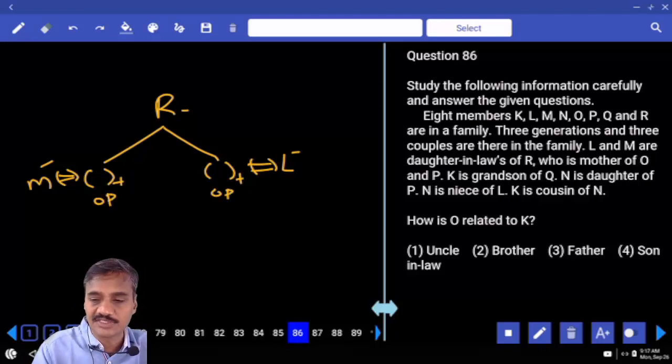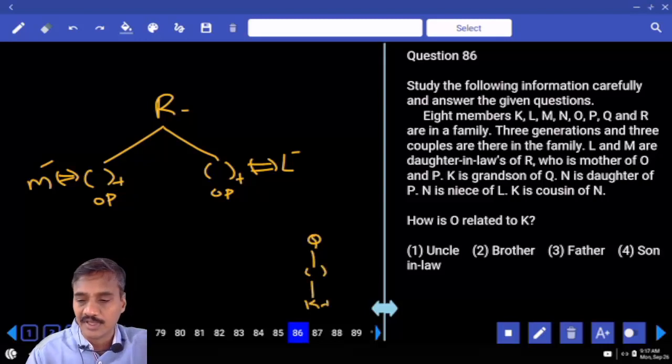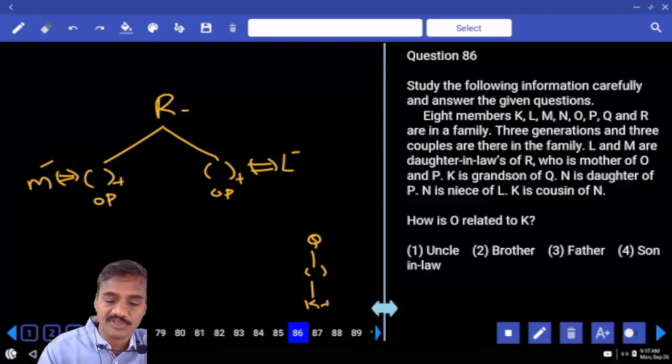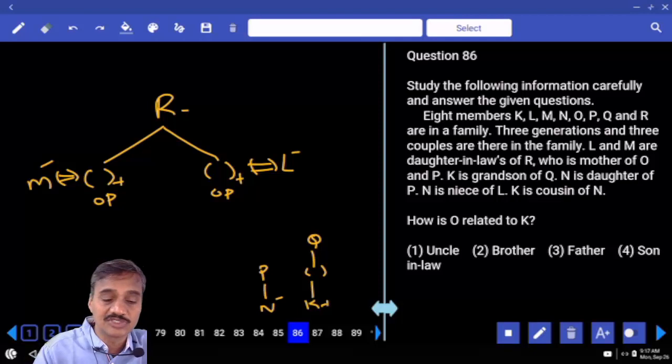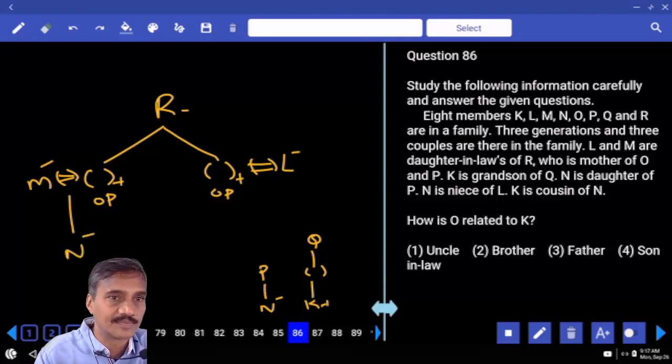Next, K is the grandson of Q. And N is the daughter of P. Now P's daughter, who is that person? N. And N is the niece of L, hence N must be at this place.